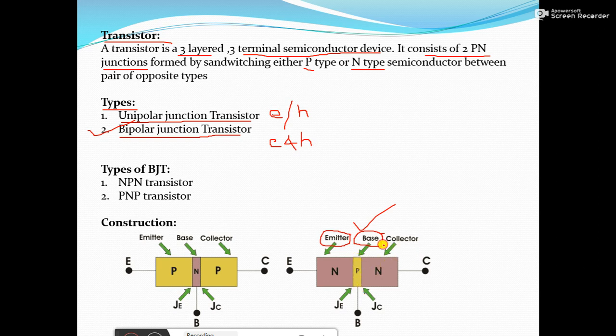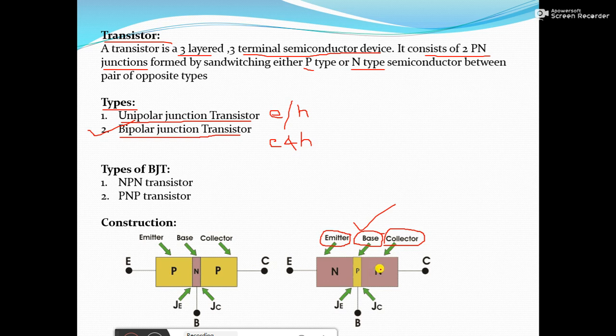Next is the collector. This is located towards the right, the right side region of a transistor, whose function is to collect the charge carriers emitted from the emitter. In case of an NPN transistor, the collector is going to collect the electrons, and in case of a PNP transistor, the collector is going to collect the holes. Its function is to collect the charge carriers.